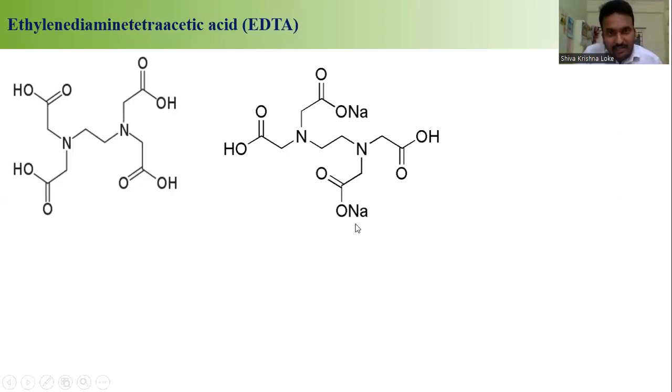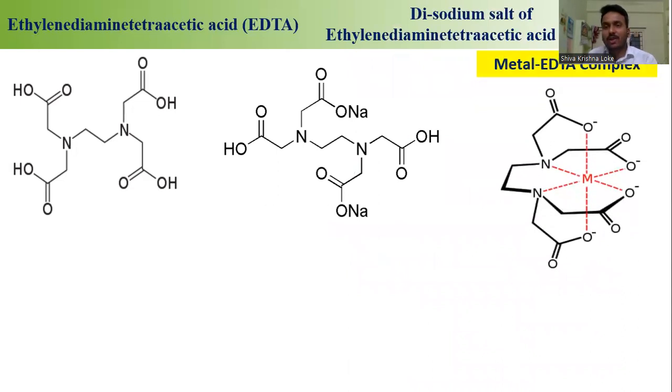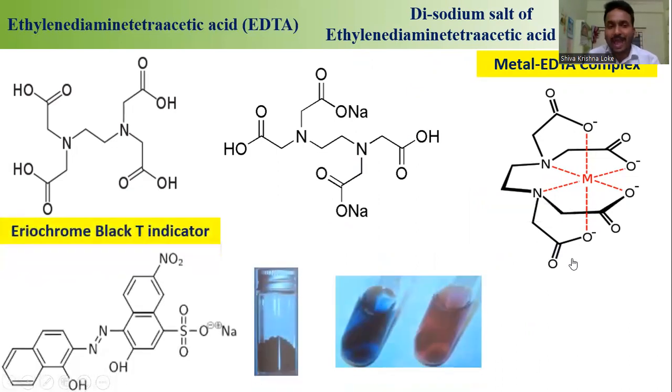Now this EDTA is going to form a complex with given metal ions. Like in a hard water sample, we have metals like calcium and magnesium, so the disodium salt of EDTA will form complexes with calcium and magnesium ions like this. So this is one example of a metal EDTA complex. And in this titration method, we are going to use an indicator called Eriochrome Black T.